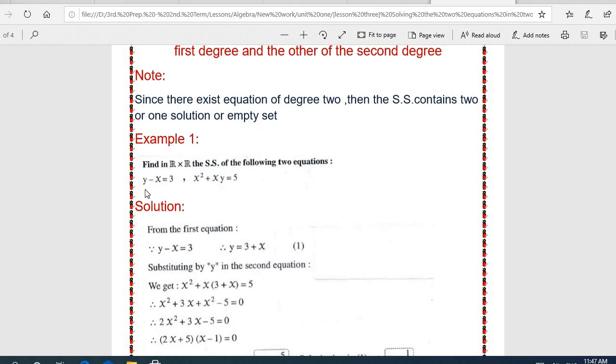In number one, find in R by R the solution set of the following two equations: y minus x equals 3 and x squared plus xy equals 5.